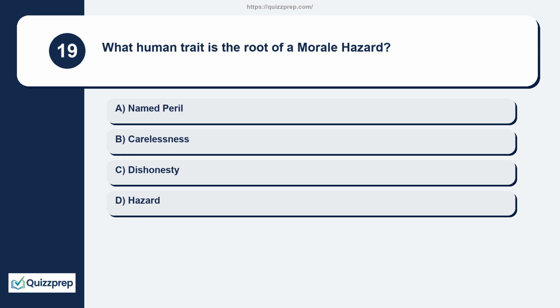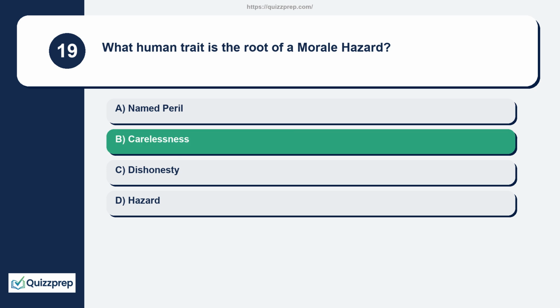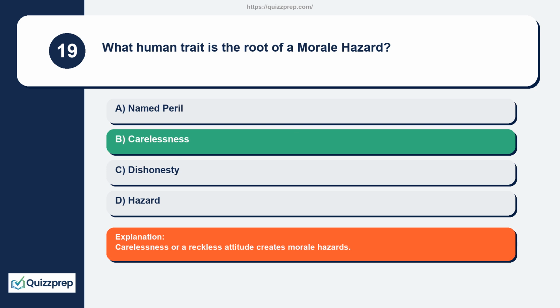Question 19. What human trait is the root of a moral hazard? Named peril, carelessness, dishonesty, hazard. Carelessness or a reckless attitude creates moral hazards.